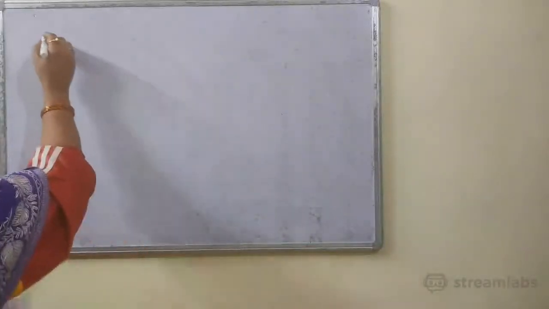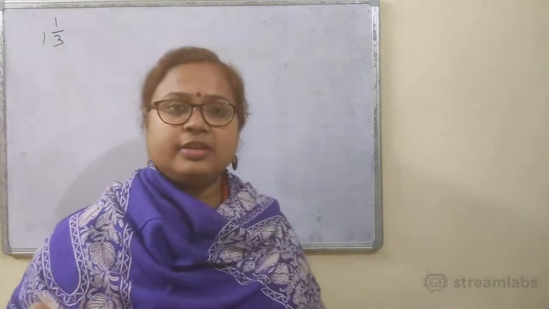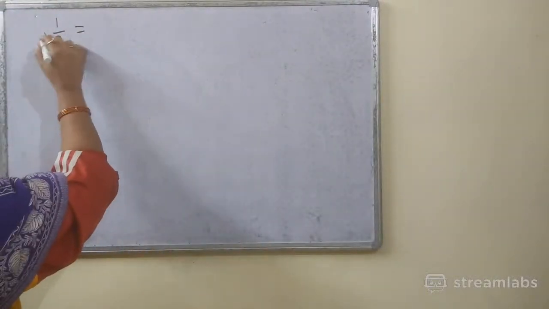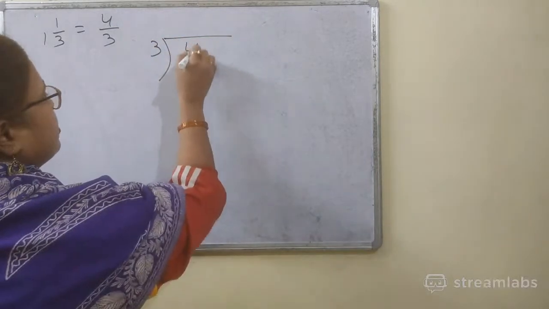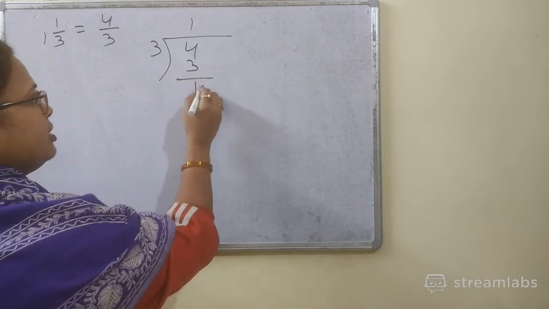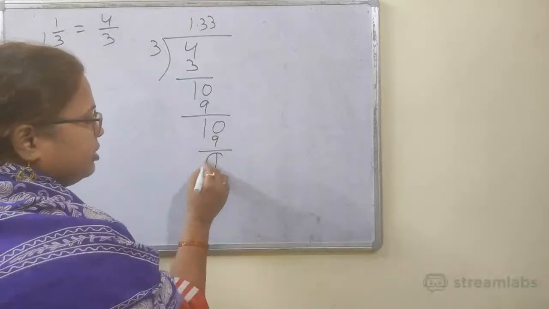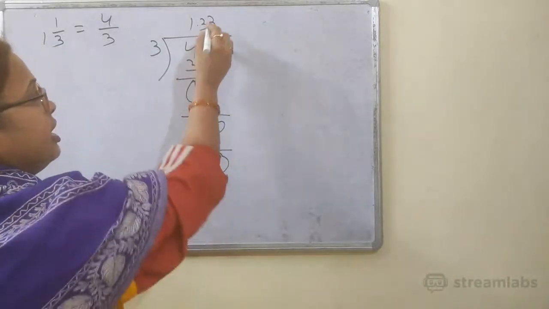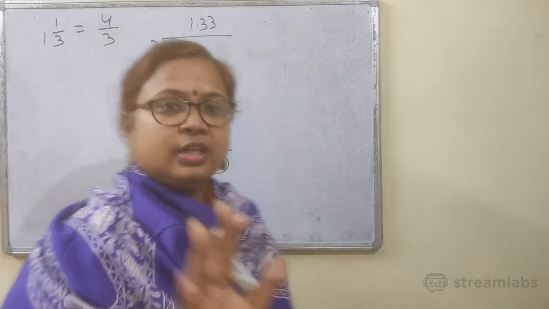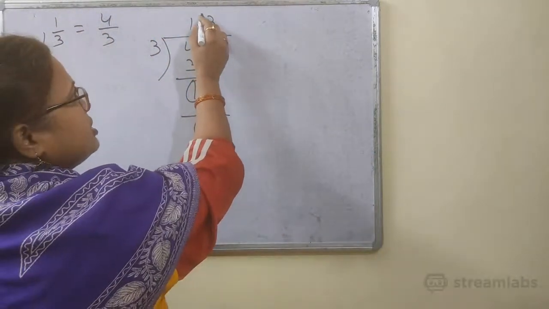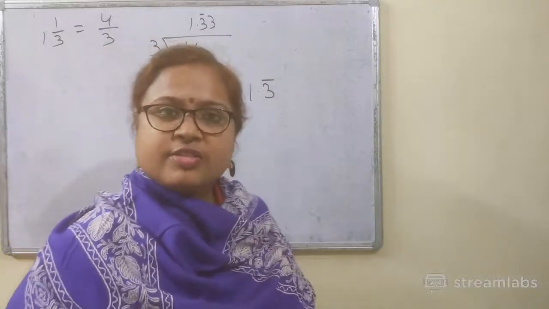Like 1 by 3. You have to express 1 by 3 as a recurring decimal. How will you express it? So 1 by 3 means divide. How many times? 0. Then 1 here, decimal. How many times? 3. Now the remainder is what? 1. Every time you are getting 1, and in the answer every time you are getting 3. Clear? So in the decimal part, this 3 is repeating. Very clear? That is a recurring decimal.